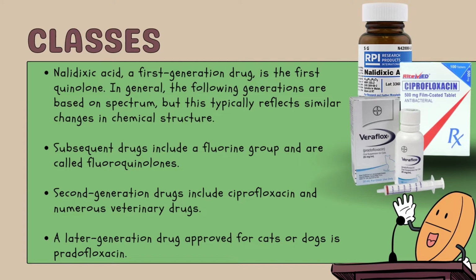Subsequent drugs that include a fluorine group are called fluoroquinolones. The second-generation drugs include ciprofloxacin and numerous veterinary drugs. A later generation drug approved for cats or dogs is pradofloxacin.